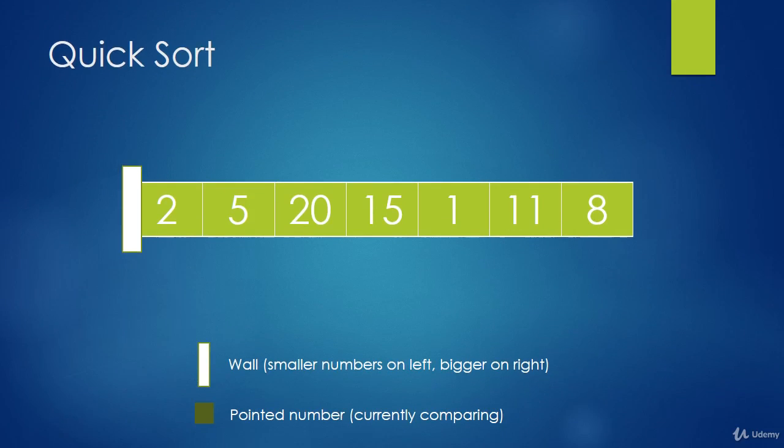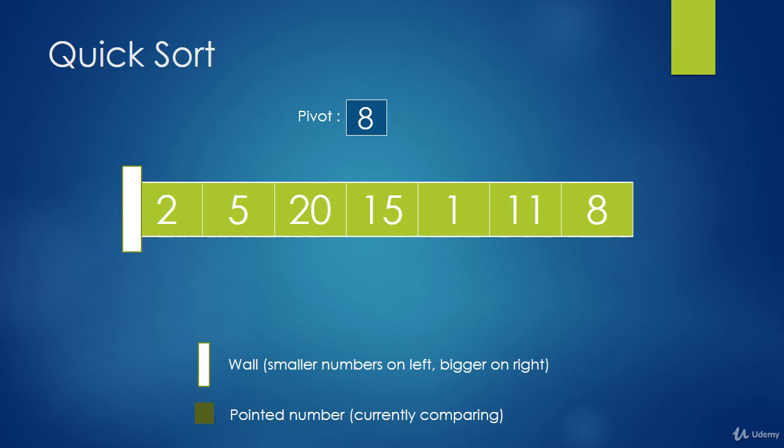Okay, I got here an array, and this algorithm says we grab a pivot, which is the last number in our array. In this case, 8. And as I said before, we want the smaller numbers to be on the left side and the bigger numbers to be on the right side. So we got this wall, which represents the splitter between left and right side, and also a pointer, which indicates what number we are currently comparing.